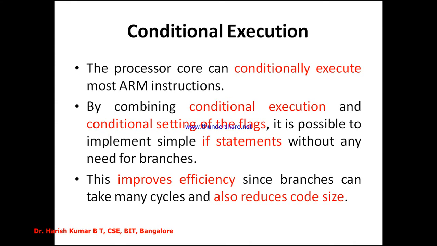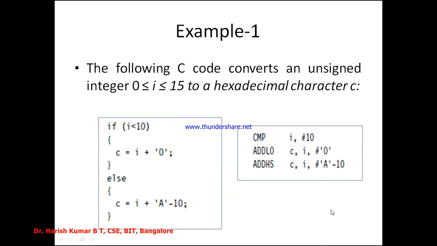We have already understood this in the previous classes. Every instruction in ARM can be conditionally executed. That means you can embed a condition as a part of the instruction. Embedding the condition as a part of the instruction also improves the efficiency of the code and reduces the code size. Now here is the example. The following C code converts an unsigned integer 0 to 15 to a hexadecimal character C.